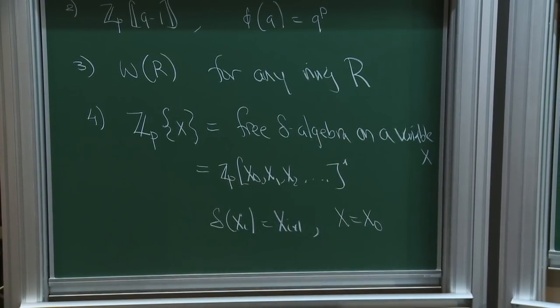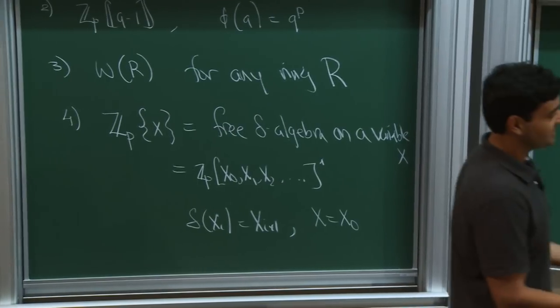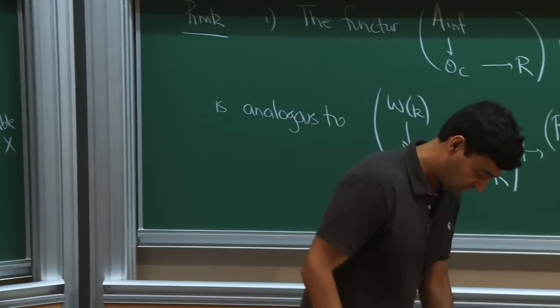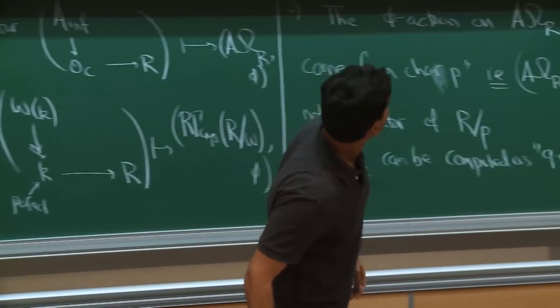You can develop the theory without assuming that. It's just that at various points I'll say something, I'll check that something is a unit, but I'll only check it mod p, and I would like it to be true on the ring. Okay, so.